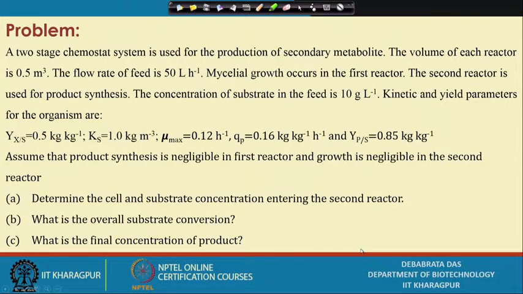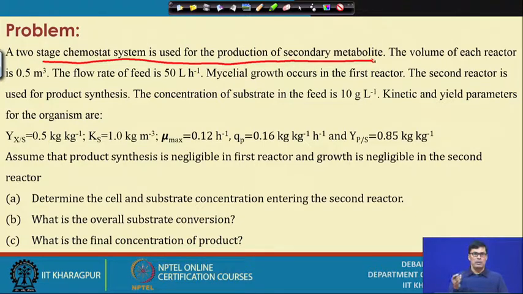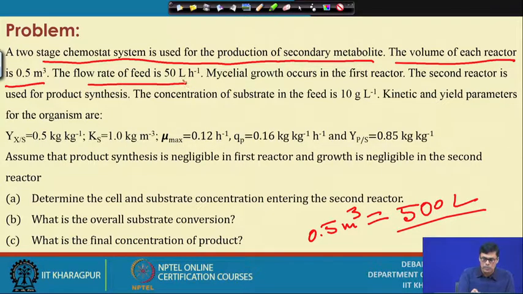Okay. Now, the next problem. I hope this is a typical problem: a two-chemostat system is used for producing secondary metabolites. We know that most secondary metabolites form during the stationary phase. The volume of each reactor is 0.5 cubic meter. 0.5 cubic meter means how much? 1 cubic meter is 1000 liters, so 0.5 is equal to 500 liters. Am I right? The flow rate is 50 liters per hour.